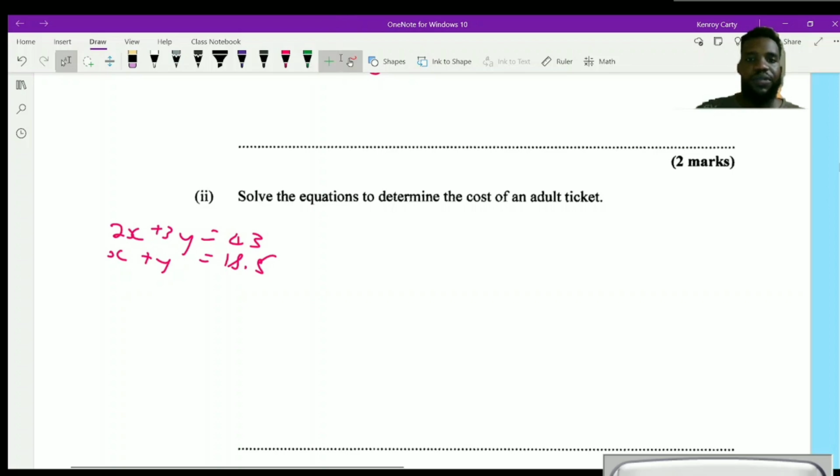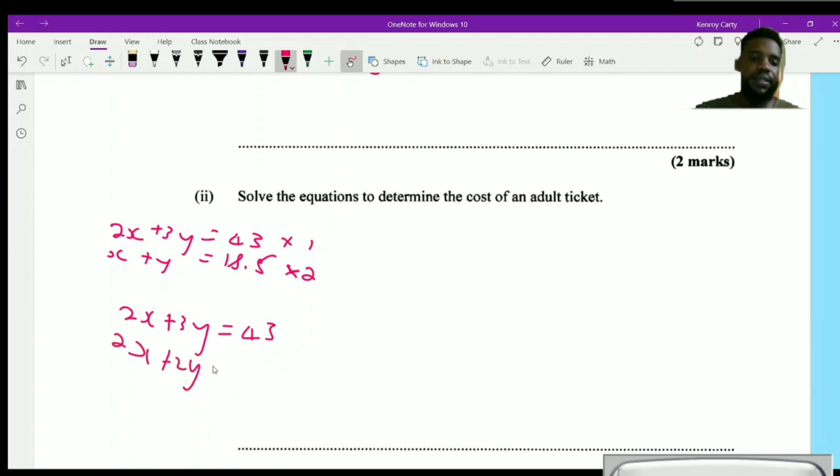Probably for me to use elimination, I could make the x's the same, so I could go ahead and multiply equation 2 by 2, equation 1 by 1. So you have 2x plus 3y equal 43, unchanged. This will be 2x plus 2y. Of course, this is going to be equal to 2 times 18, 2 times 18 is 36. 2 times a half is 1. So you're going to have 37. We'll go ahead and subtract. 2x minus 2x, that's gone. And that was the aim, to eliminate the x. And you have 3y minus 2y is just y.